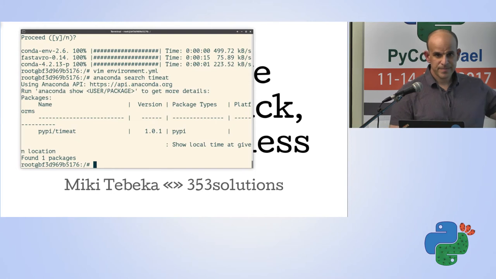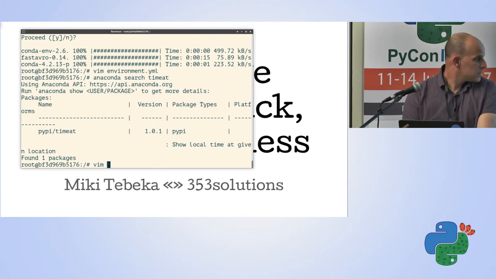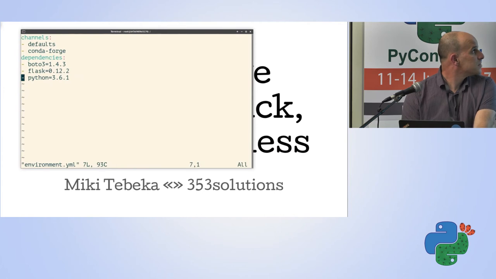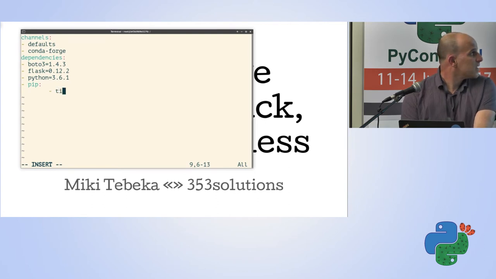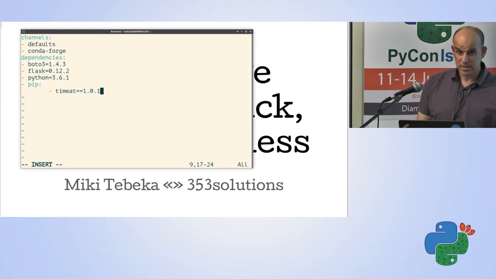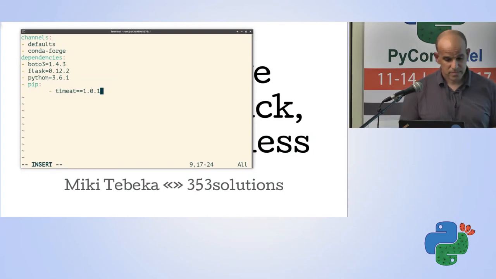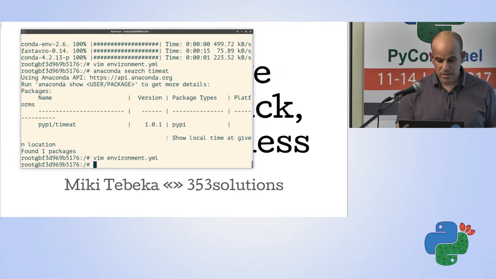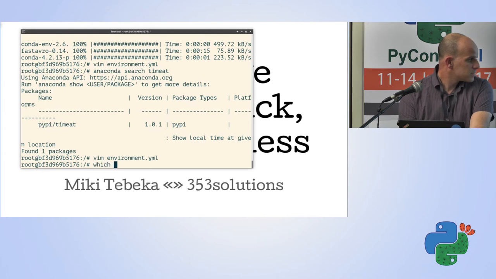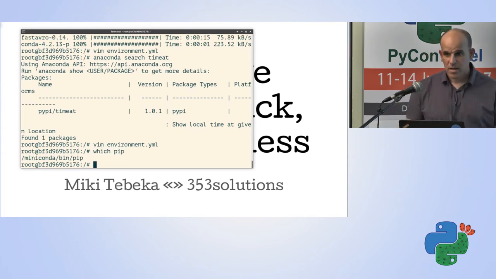Okay, it's in PyPI, and the way we do it is we go to our environment and we tell it in pip I want to have timeat, and I can specify the version the way pip likes it, with a double equal sign. And once I do that, I can create an environment. Again, pip install also works. Pip comes with Anaconda, and they usually play nice together.